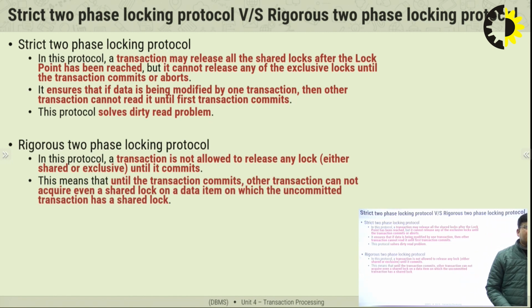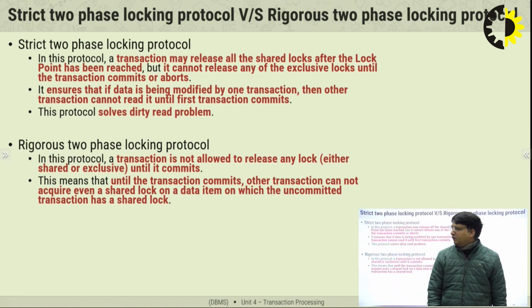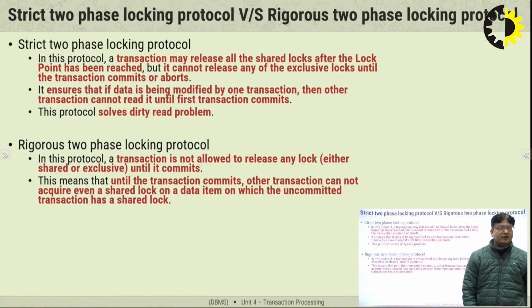Second is rigorous. Rigorous is more strict as compared to strict two phase locking. In rigorous, a transaction is not allowed to release any type of lock, whether shared or exclusive, until the transaction commits. This means that until the transaction commits, no other transaction can acquire even a shared lock or an exclusive lock on the uncommitted transaction's data.